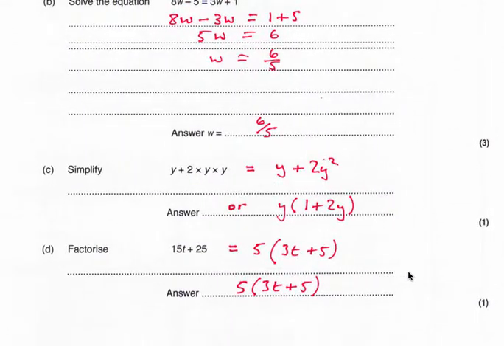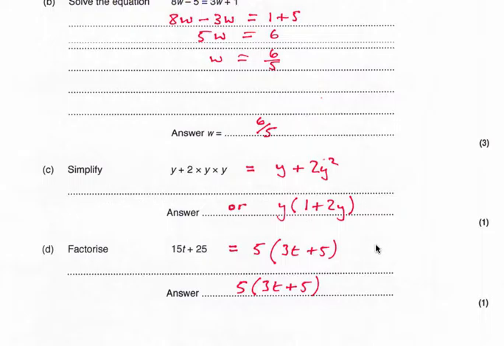Part C. Simplify y plus 2 times y times y. Y times y is y squared. 2 times y squared we write as 2y squared. And then we have to add y. So the final answer is y plus 2y squared. Or if you want to factorise it, we could take out a common factor of y, in which case it would become y times 1 plus 2y.